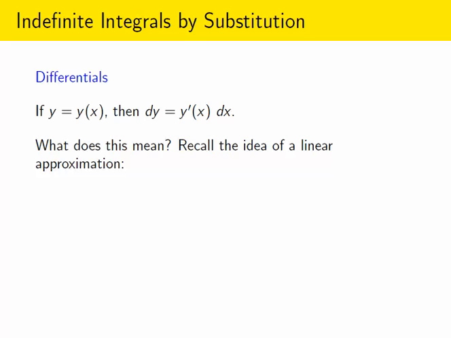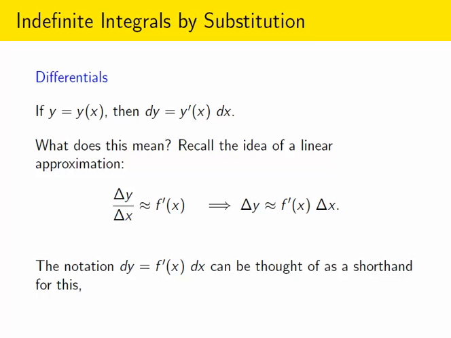Well, remember the idea of a linear approximation. If you pick 2 points on a curve that are close to each other, and you want to know what the slope of the line is that connects them, well, that's approximately going to be the same as the slope of a tangent line at one of those points, if the 2 points are close enough together. Now, if you rearrange this formula to isolate the change in y on one side, you get change in y is approximately the derivative times delta x.